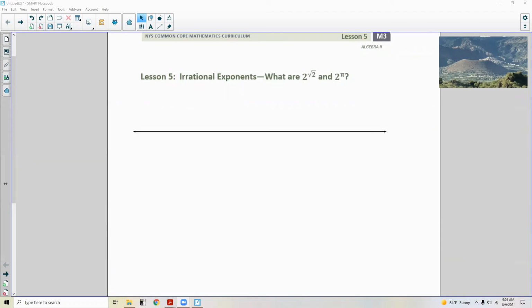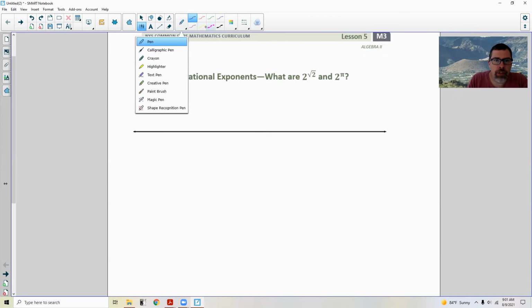All right, lesson 5, irrational exponents. What are 2 to the power of the square root of 2 and 2 to the pi? Before I start this lesson, let's review what rational and irrational mean. In this lesson, they're talking about irrational exponents. Okay, well, what is an irrational number?